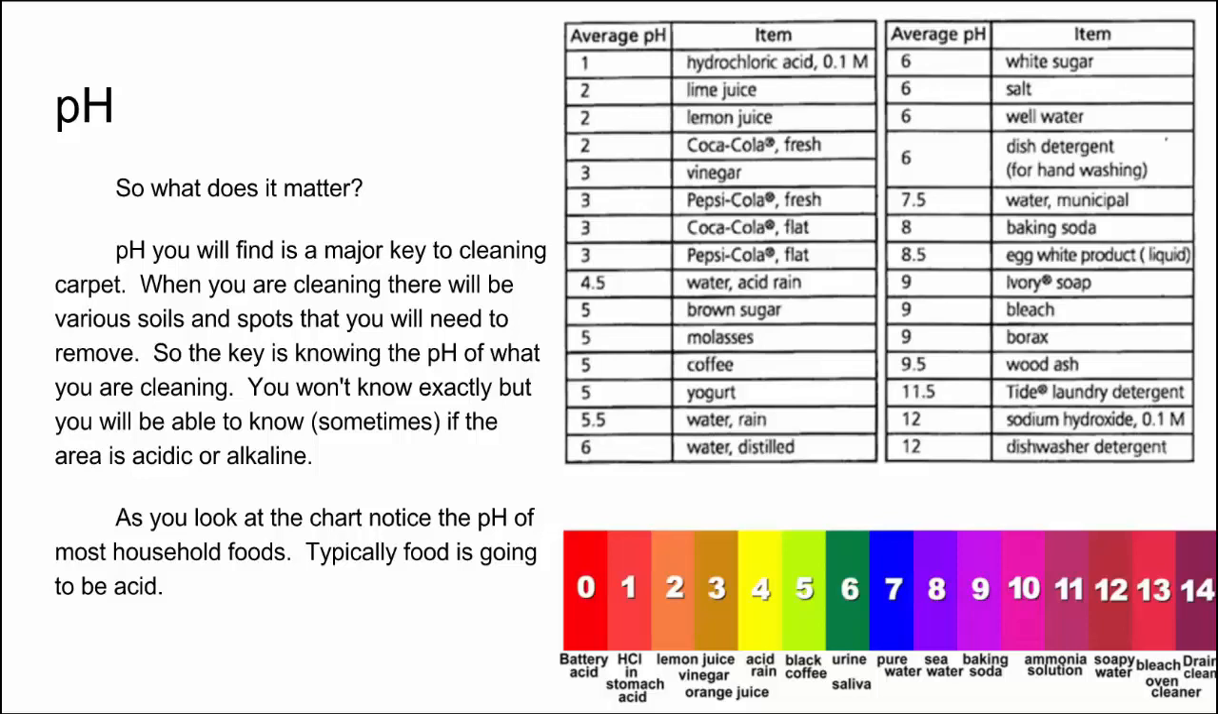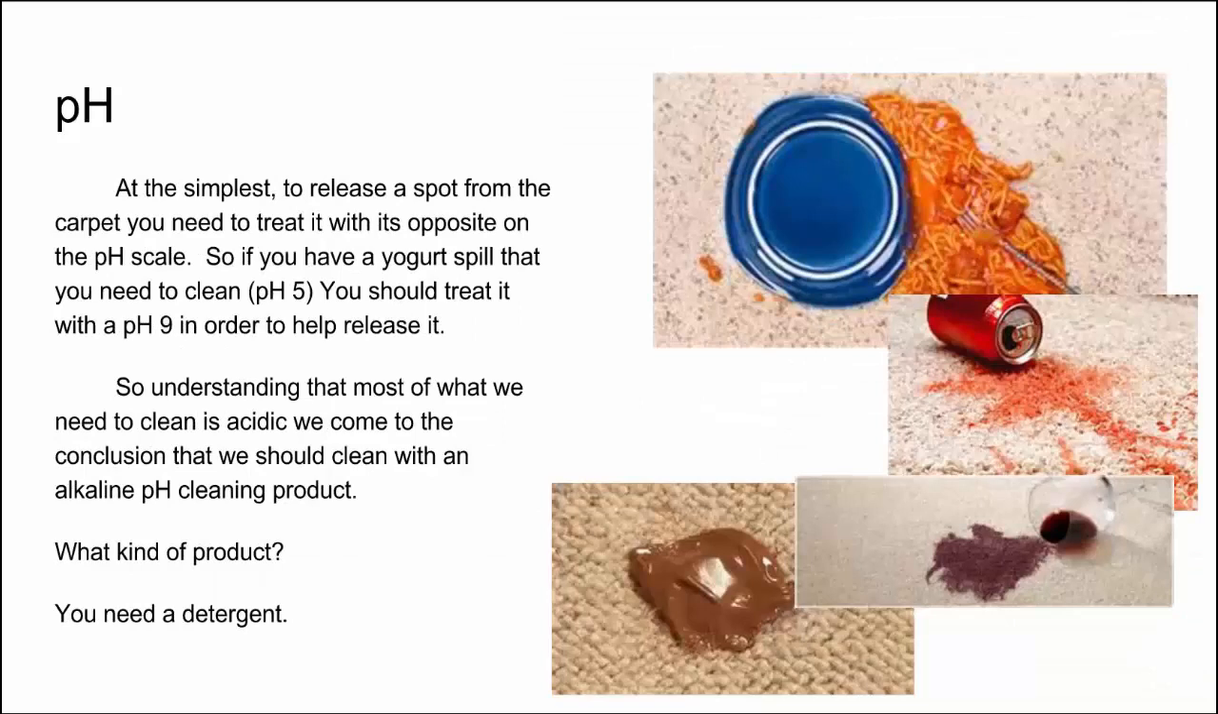So if we know that most of what we're going to be cleaning is food-based, and we know that the food-based stains are going to be on the acid side, what we need to remember is to clean a spot, you need to go at it with the opposite side of the pH scale. Okay, so if we have an acid food, we need to clean it with an alkaline detergent. And that's very important to remember.